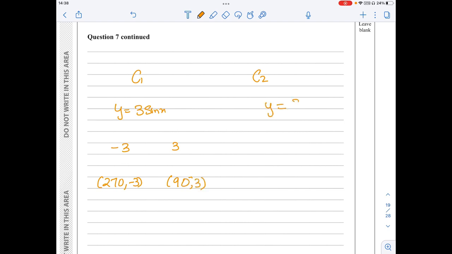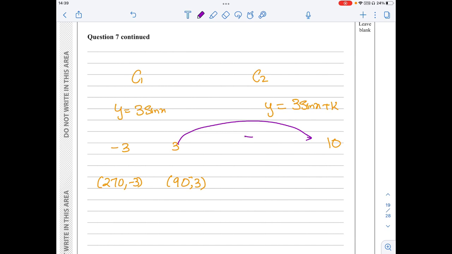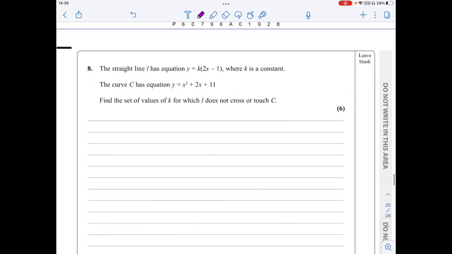Similarly, now y equals 3 sin x plus k. Its maximum value is 10. So we can see how the 10 came about: by adding plus 7 to that. Therefore, the first minimum value will occur at 270, and minus 3 plus 7 is nothing but 4. And he's telling us that this minimum coordinate is R. So the coordinates of R are (270, 4).